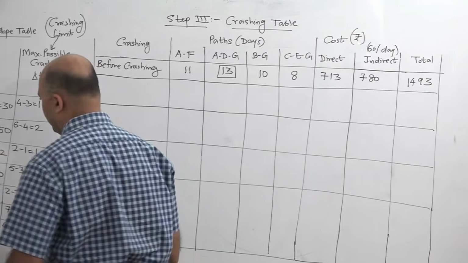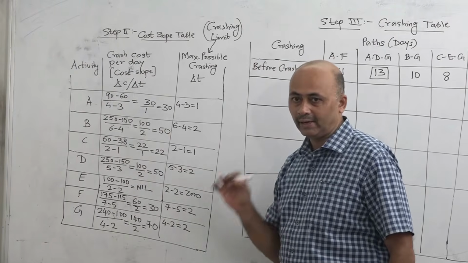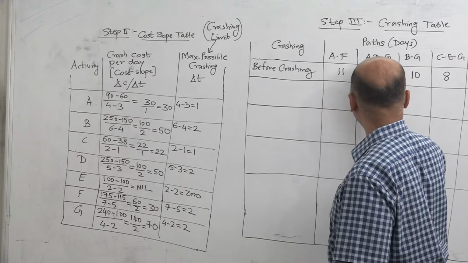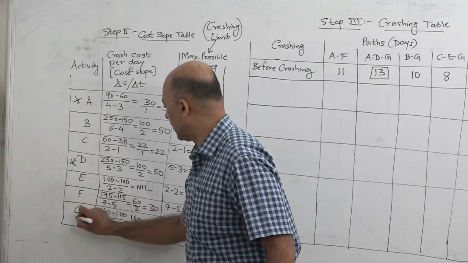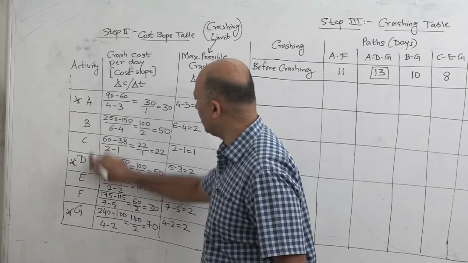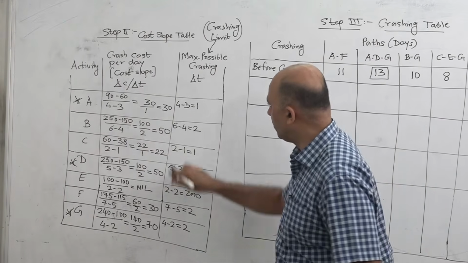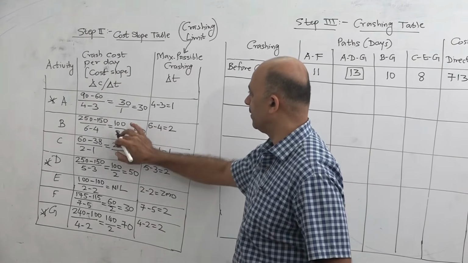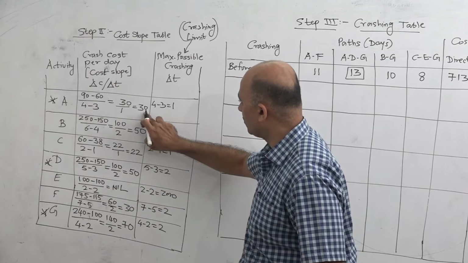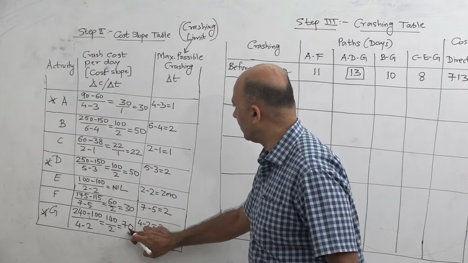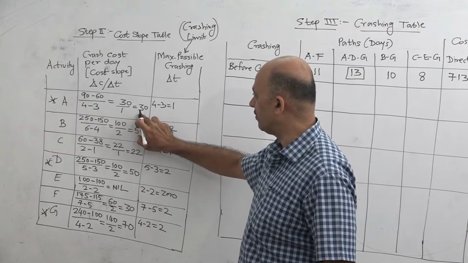Now we will start with crashing. The first principle of crashing is we should crash only critical activities. Now our critical path is ADG. So we will mark those activities A, D and G. So we can start either with A or with D or with G. Which activity we should start with depends on the crash cost per day. So wherever the cost is minimum, we will start with that activity. For A it is 30, D is 50 and G is 70. So A is the best because it is the most economical. So we will start with A.